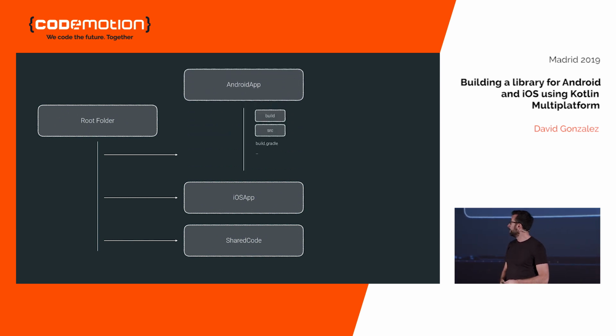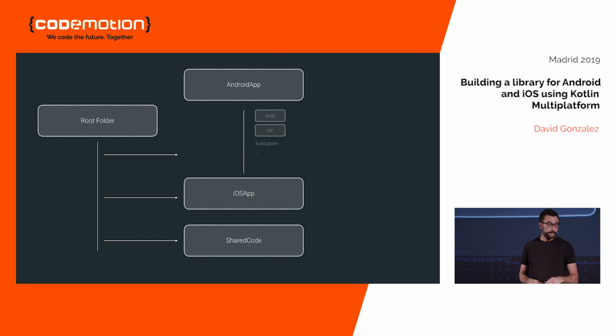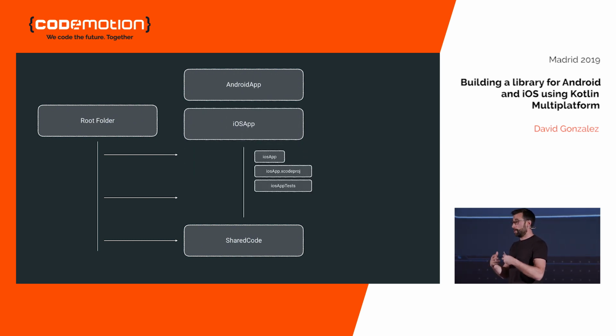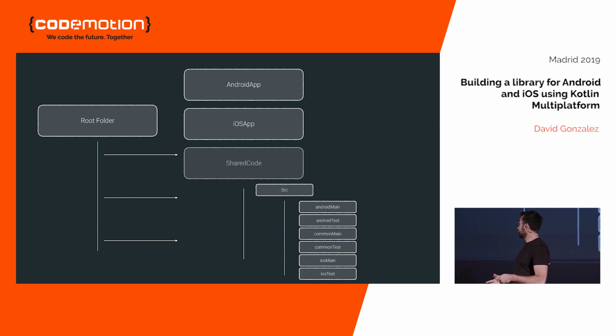So let's see. Inside the Android module is a normal Android project that you might be used to. It has the same structure and the same files. Everything is very familiar. Inside the iOS module, you also have a very familiar structure. It's the Xcode project and all your frameworks and all your tests. That's the same structure that you would have. And then the shared code, that's when it gets a bit more interesting.